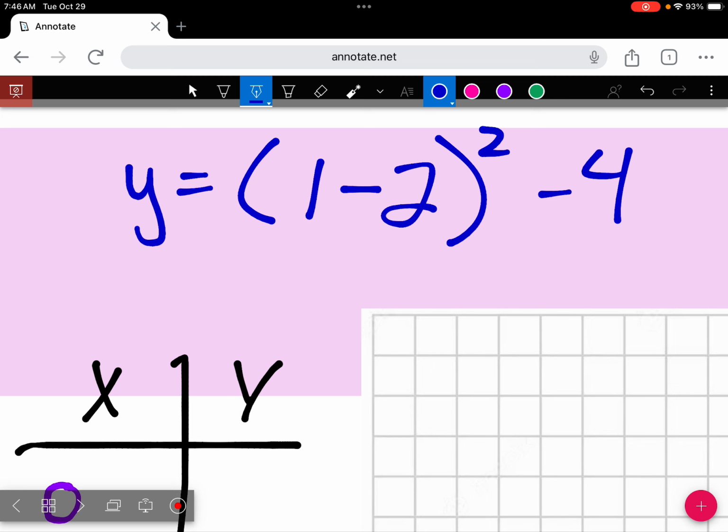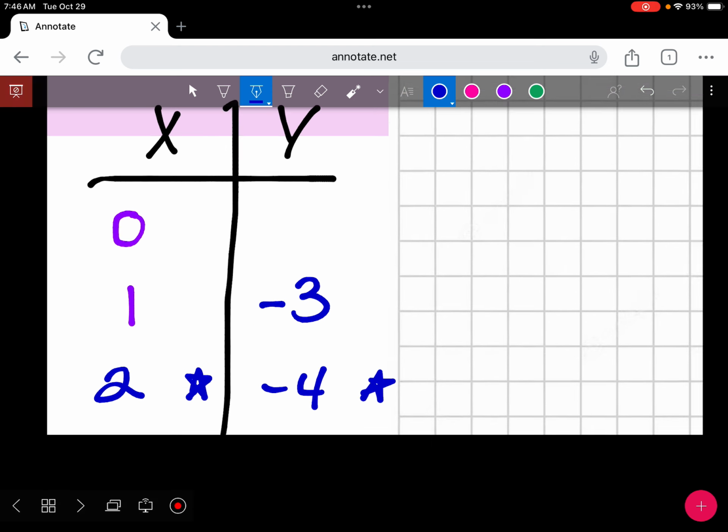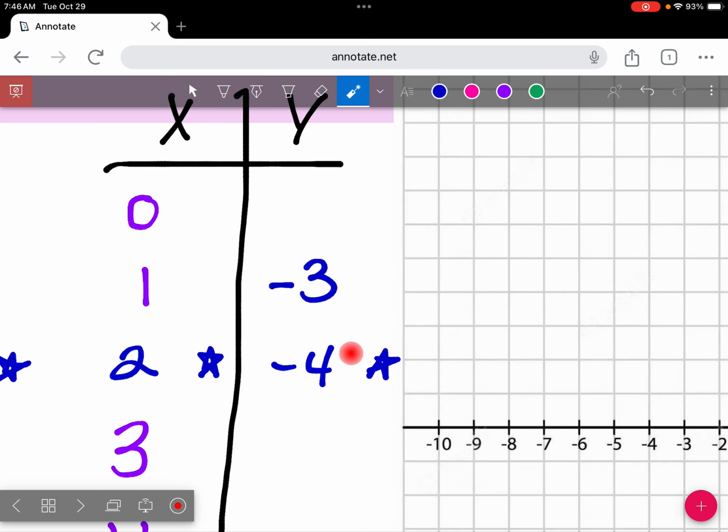What do we get when we do that? -3. So we know that when x is 1, this is -3. And since I know that this guy's my vertex, I know that this guy is also -3. Do the same thing for the last value.